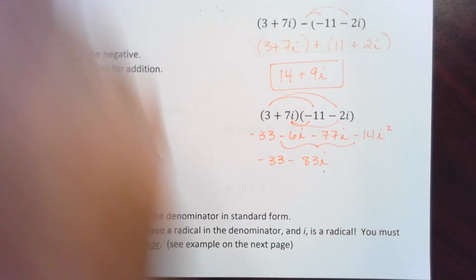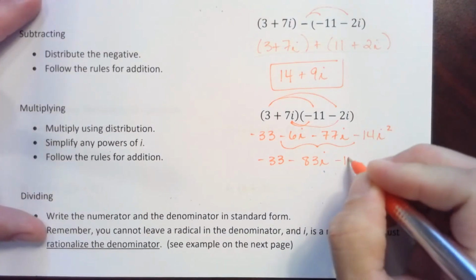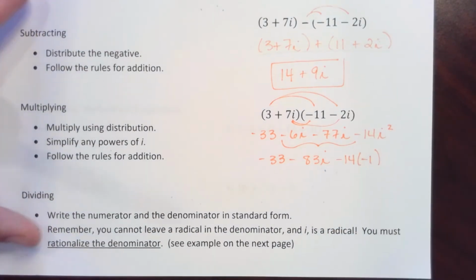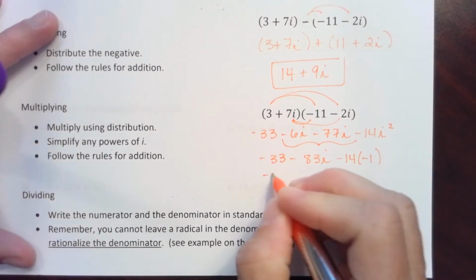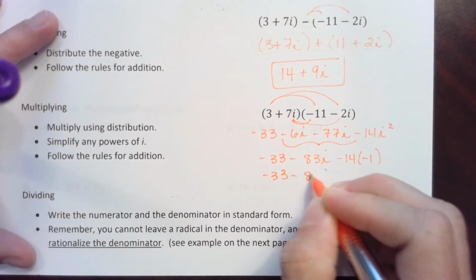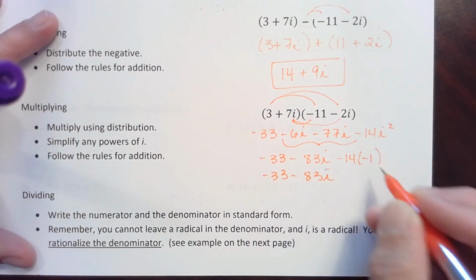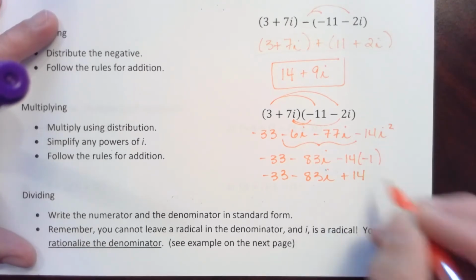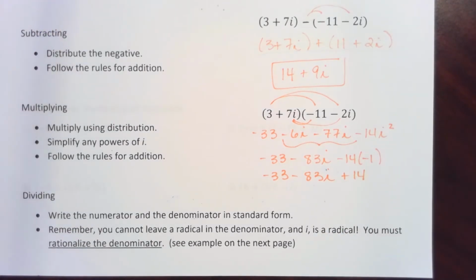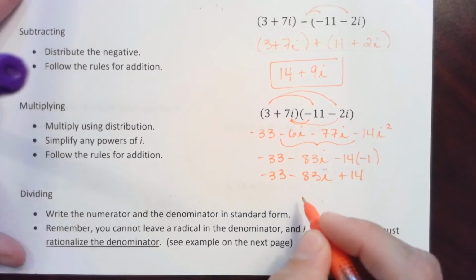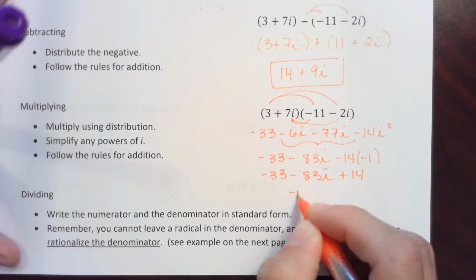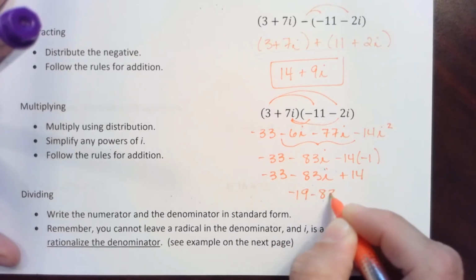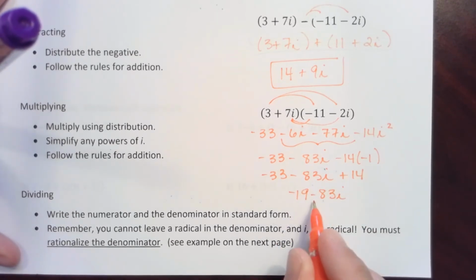So that means we have -14 times -1. Negative times negative is a positive. And now we have even more like terms. We have -33 and +14. When we add those, we get a -19. So we have real plus imaginary.